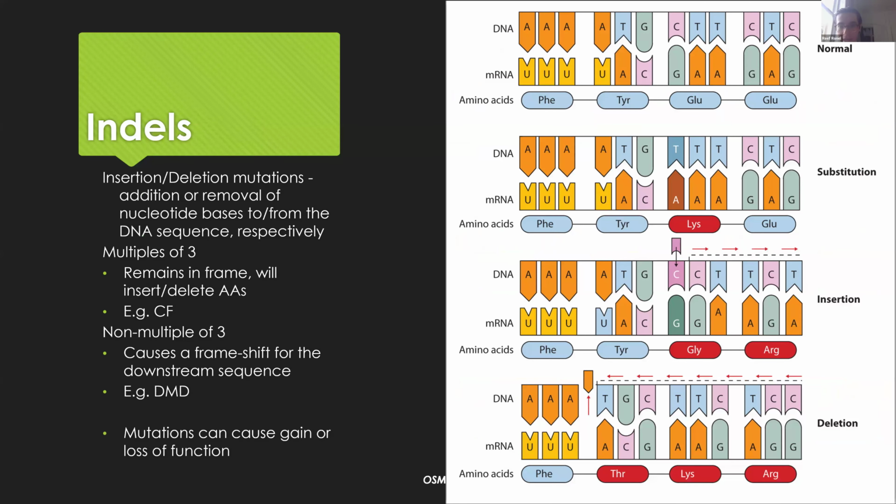Okay, the next type of mutation we're just going to talk about briefly is indels. So that's insertion or deletion. And so this can either be a multiple of 3 or not a multiple of 3. If it's a multiple of 3, then everything remains in frame. And so you just have the addition or deletion of a number of amino acids. And so severity depends on the protein and the amount of amino acids that are inserted.